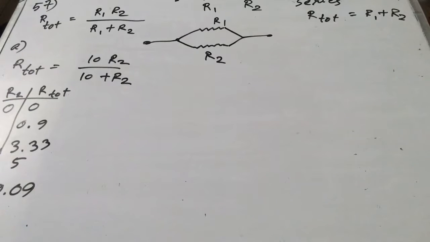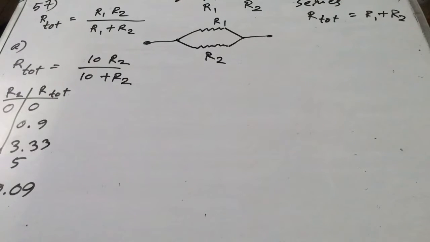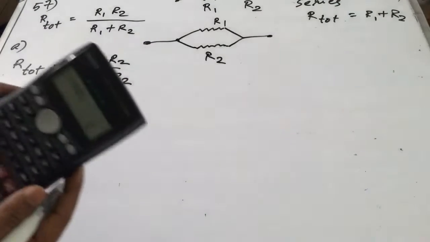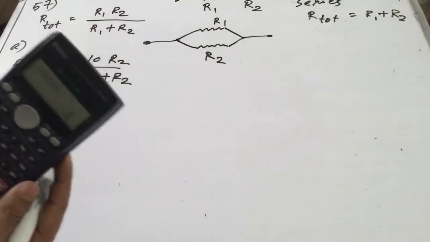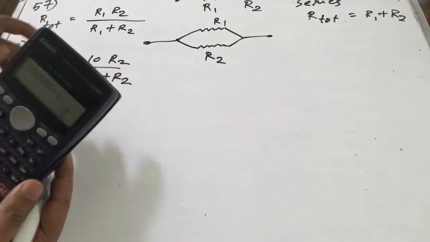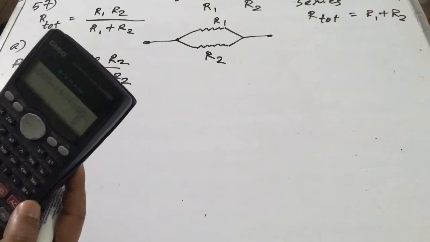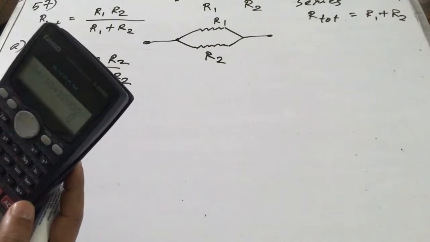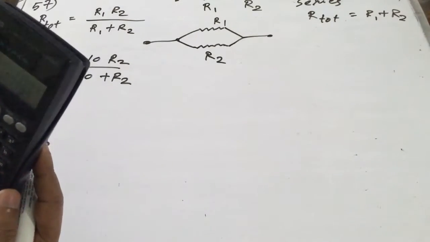Let's try another value. Let's put 10,000. If we put 10,000 into 10, what do we get? 1 0 0 0 0, this is 100,000. Can you see? Then divided by 10 plus 10,000. So it equals 9.99.